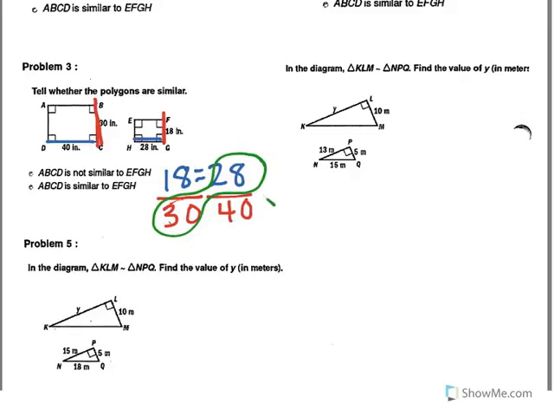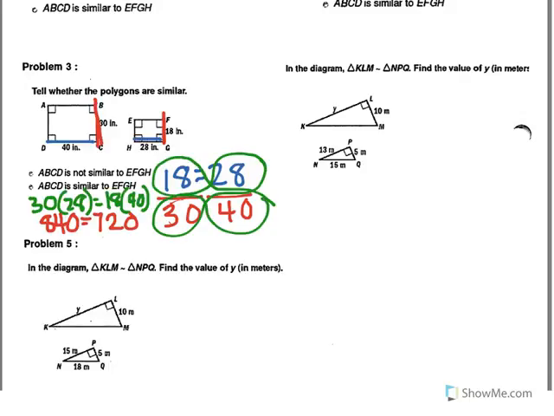You cross multiply to see if these are proportional. When you set up the proportion, on the left side, you get 840 equals 720. So these are not equal to each other, so they're not proportional. So ABCD is not similar to EFGH.